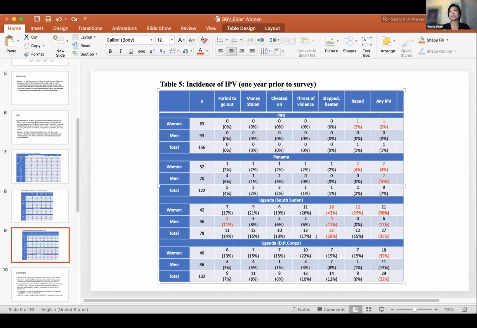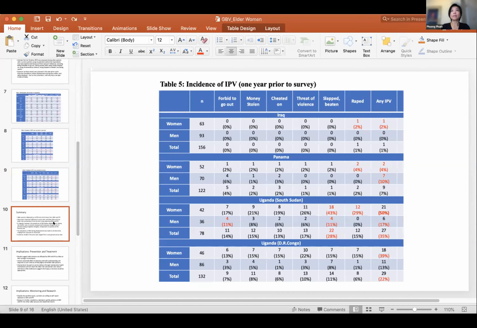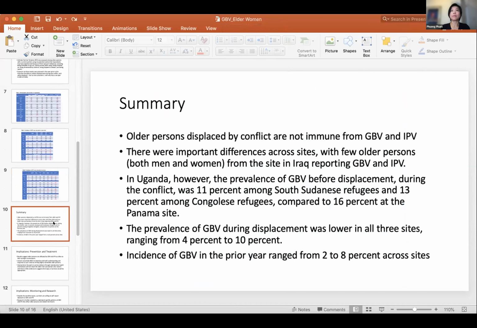And then among the DRC refugees in Uganda, you will see that 39% of the women, a slightly smaller percentage, but still relatively large, because on some of these issues, we do tend to see them not in this range. So a couple of summary thoughts. One thing that we walked away with was that older persons displaced by conflicts are not immune to GBV and IPV.